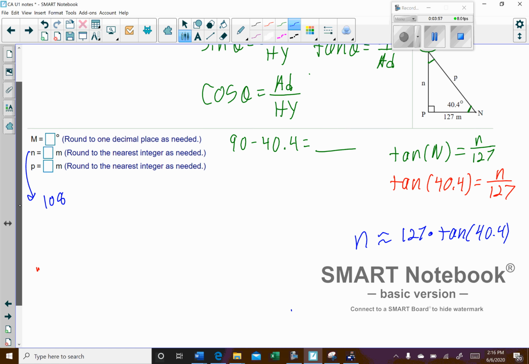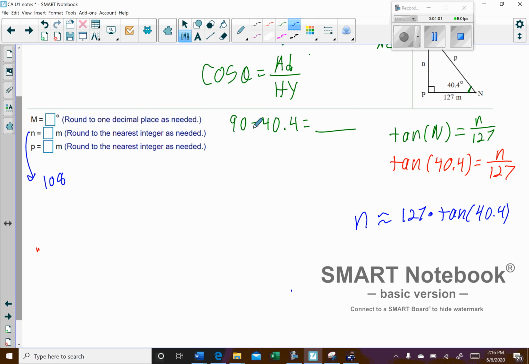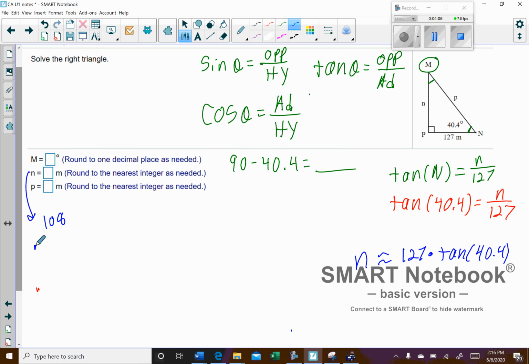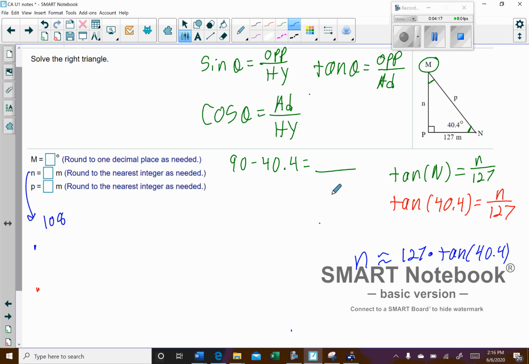Now to find side P, you could do one of these ratios, or you actually could do the Pythagorean theorem if you really want to. But if you're going to do the Pythagorean theorem, I would make sure you use a couple decimal places just to make sure it's accurate. The Pythagorean theorem is fine, but it might be a good idea to get some more practice with these using the trigonometric ratios. Anyways, I hope that helps out.